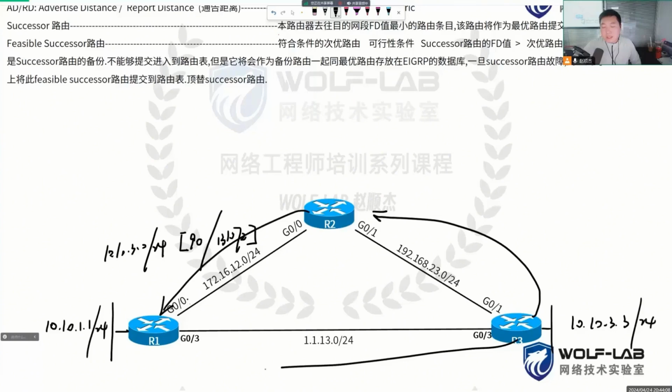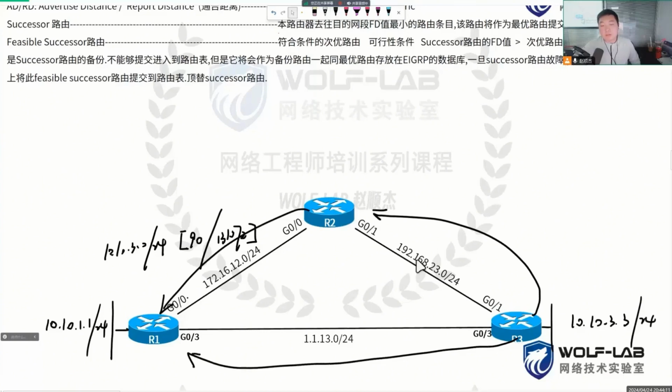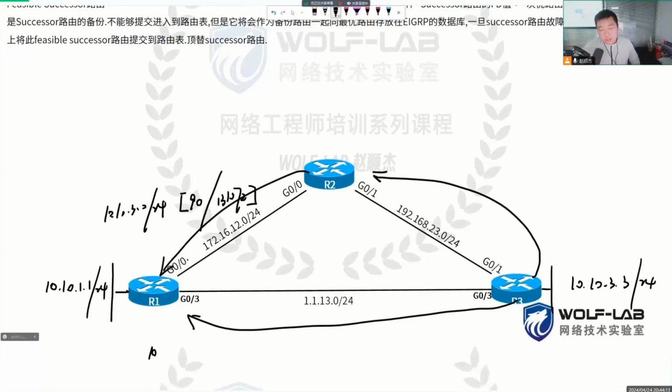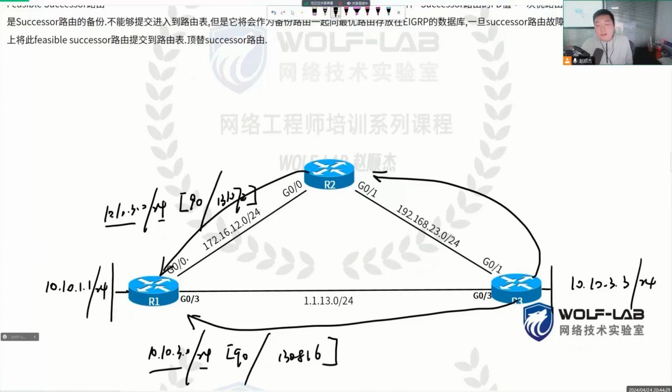However, the 10.10.3.0/24 route entry has a smaller administrative distance, not a smaller metric value. It is 130816. So for R1, with two routes of the same prefix and same mask, only the best route is submitted to the routing table. Eventually, the route with the smaller metric value, which R1 receives directly from R3, is submitted to the routing table.